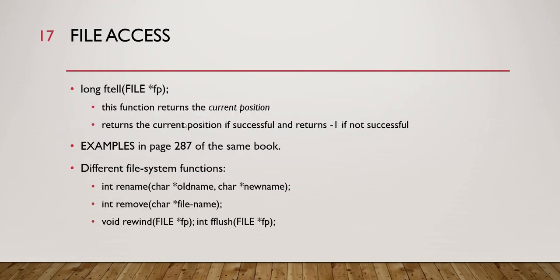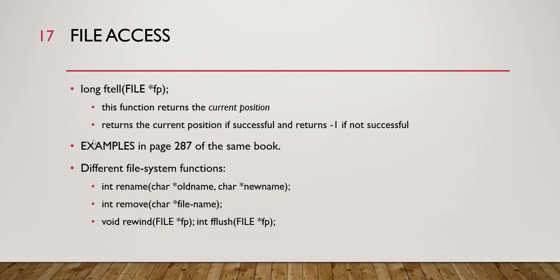Okay, so the next function is ftell. This function returns the current position of the file pointer. And as you can see, the current position is represented as a long integer because the return type of the ftell function is long. Okay, so long integer or integer is the same for you and me, but there might be some exceptions, because the integer is of 4 bytes and the long integer is also of 4 bytes. So this function returns the current position if it is successful, and returns -1 if not successful.